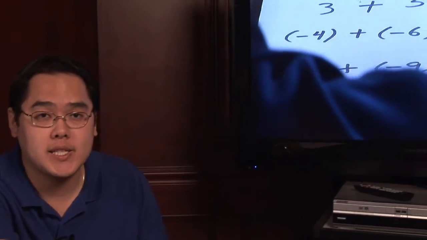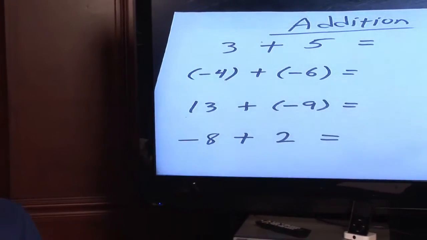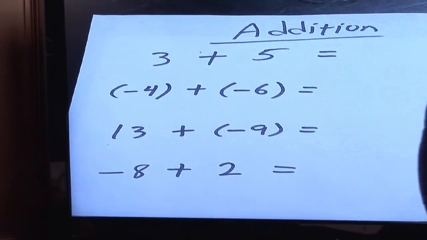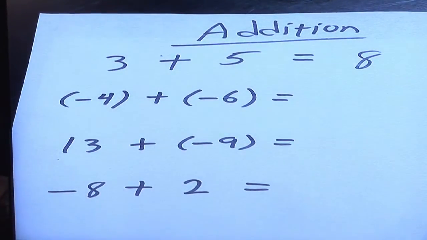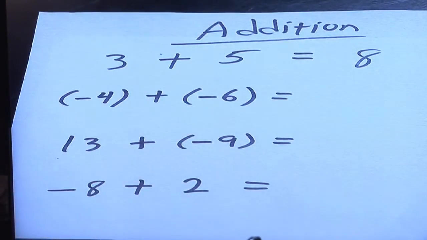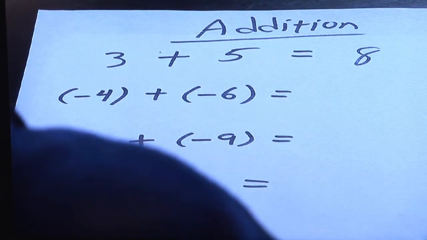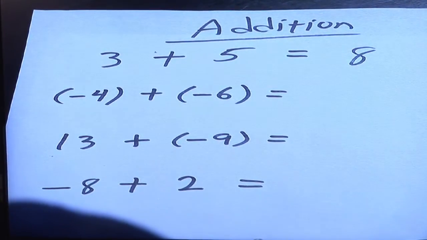Now, let's talk about the first scenario where you have adding two positive numbers. Now, 3 plus 5 is probably something that most everybody could do right away, and you can just go straight with 3 plus 5. Well, we know that's 8. But for whatever reason, negatives give people the willies. Suppose you have negative 4 plus negative 6.